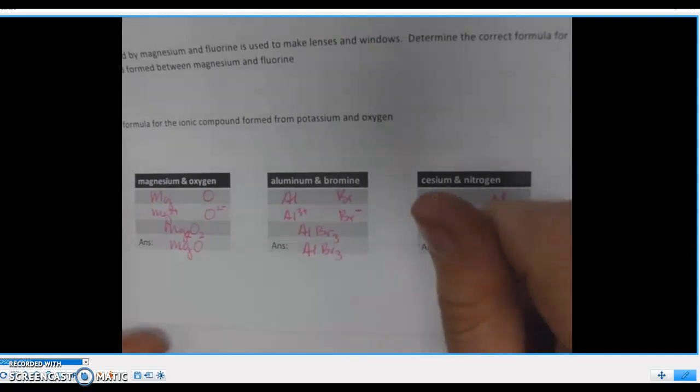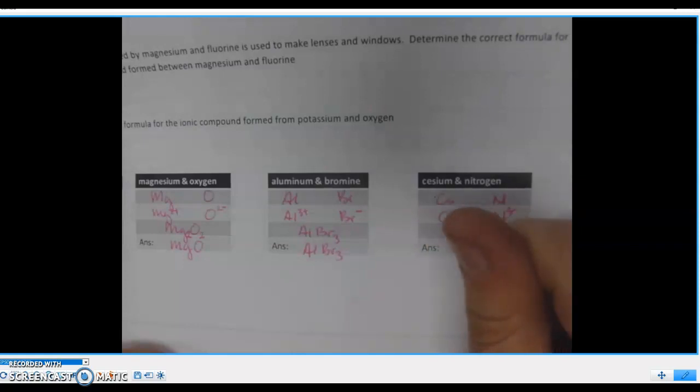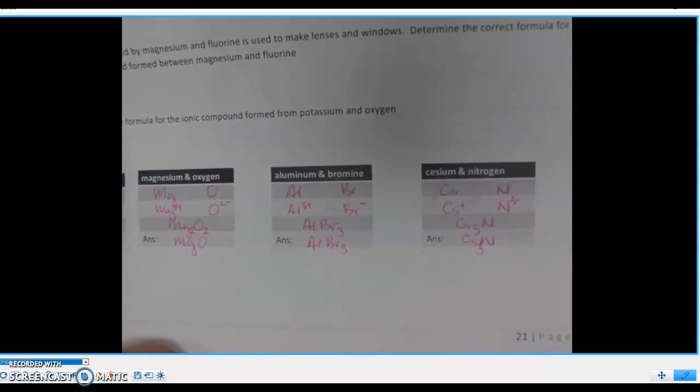Cesium is a group 1 metal, so we get a +1 charge. Nitrogen is a group 15 nonmetal, so it has 5 valence electrons, and we'd gain 3 more to get to 8. So we'd have a 3-. So then when I crisscross, it'd be a cesium 3, nitrogen 1. Again, that's my lowest whole number ratio, and so that would be my formula. And the name would be cesium nitride.